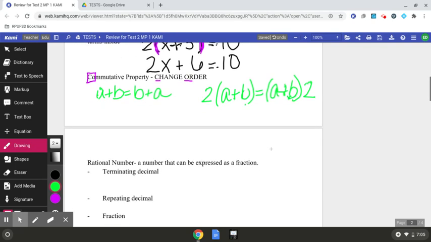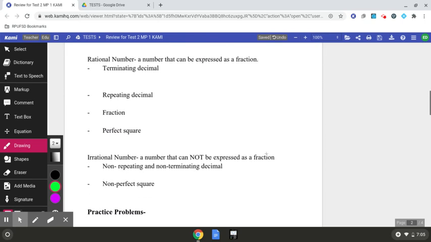Okay, on this test, you're also going to see rational and irrational numbers. So rational numbers, remember, they're those nice numbers, I like to say. They can be written as fractions. Every rational number can be written as a fraction. So when we're trying to give examples, the first one is a terminating decimal.